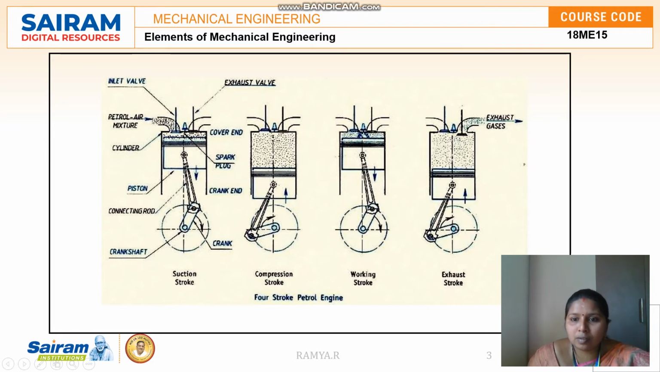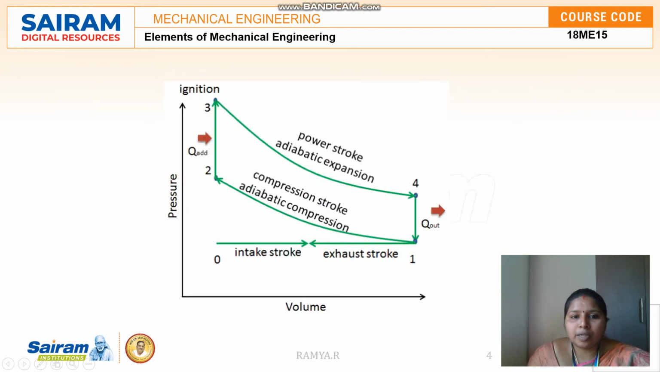And in the last exhaust stroke, the exhaust gases are sent out through the outlet valve, and the piston from bottom dead center moves to the top dead center. So this is the chart of pressure volume.